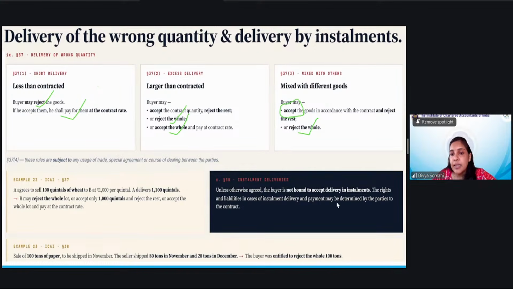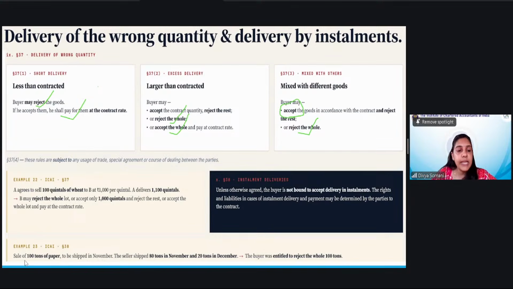The rights and liabilities in case of installment delivery and payment may be determined by the parties to the contract. This simply means that whatever has been mutually discussed between them with respect to installment delivery will prevail. If they have agreed to installment delivery, how will the payment be done, on the final installment or as the installments of deliveries are happening? If I have received 4 kg, do I have to pay for the 4 kg now, or wait till the 10th kg is delivered to me? The buyer and the seller will discuss among themselves regarding the payment terms, and then the payment shall be made.